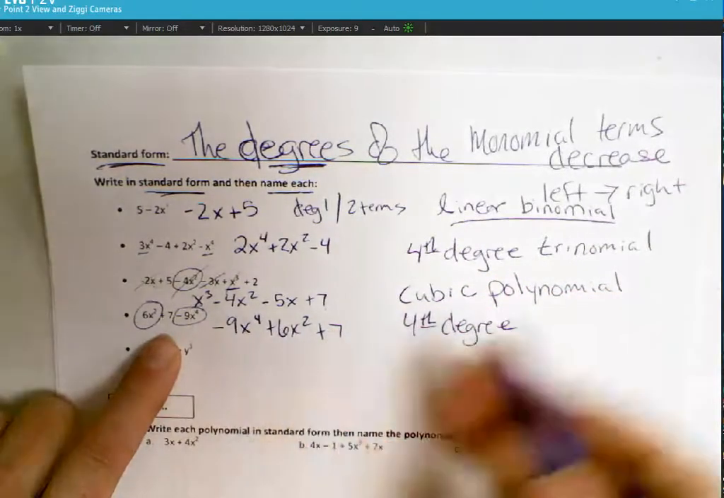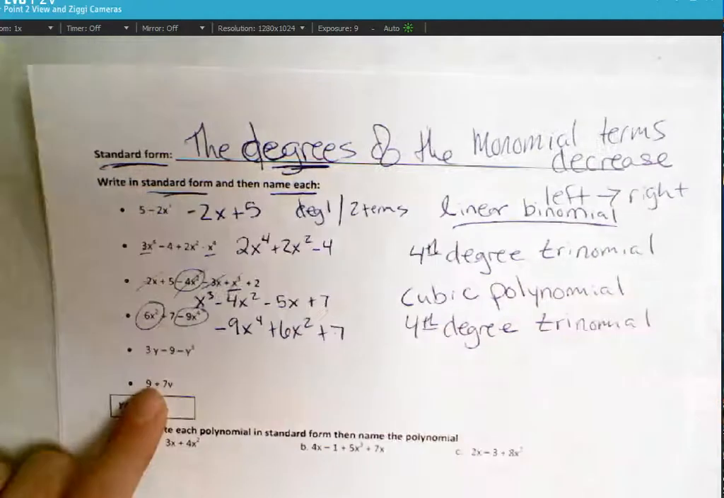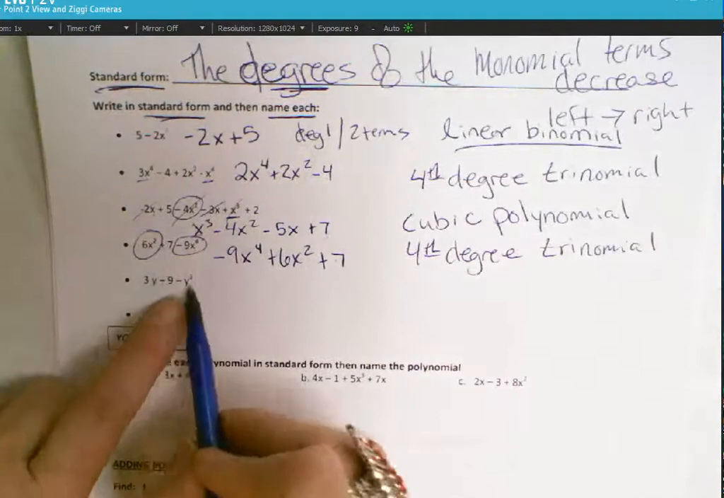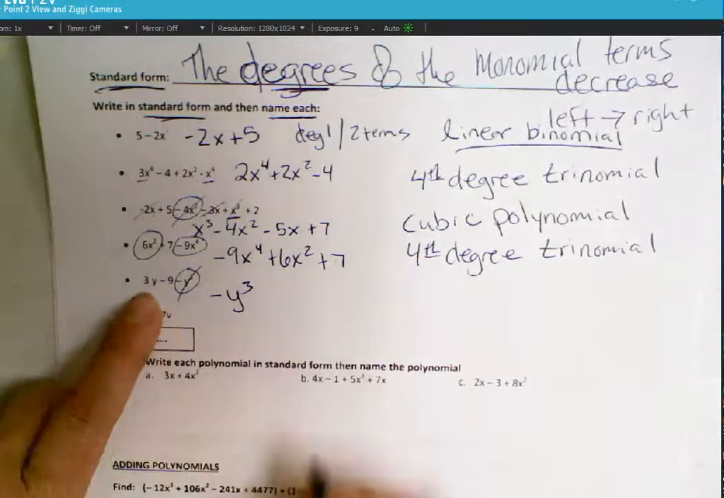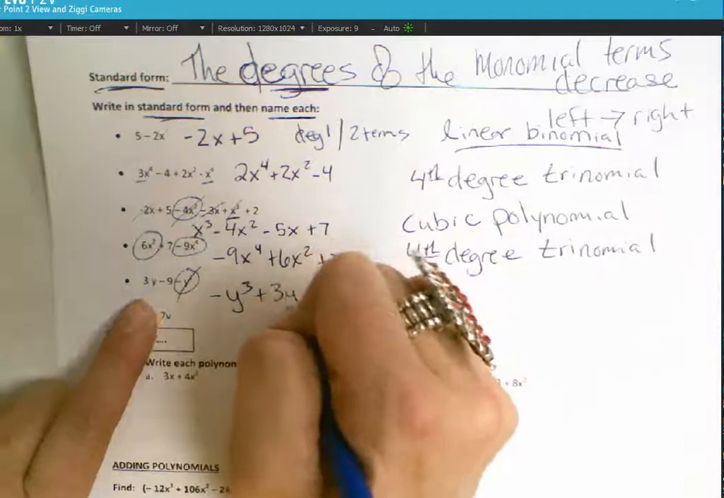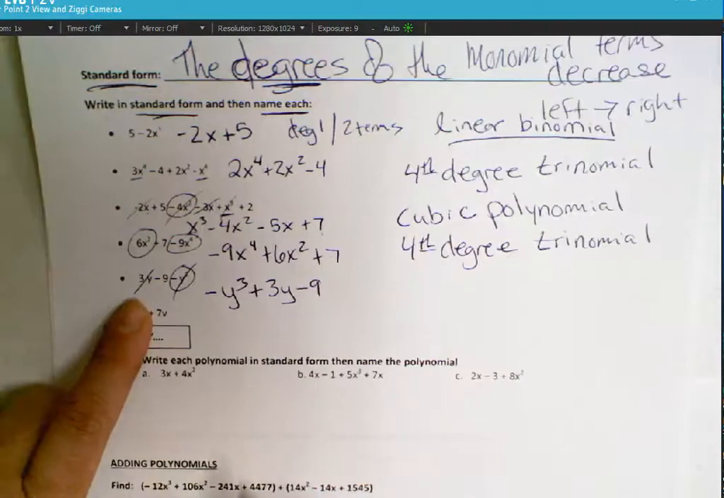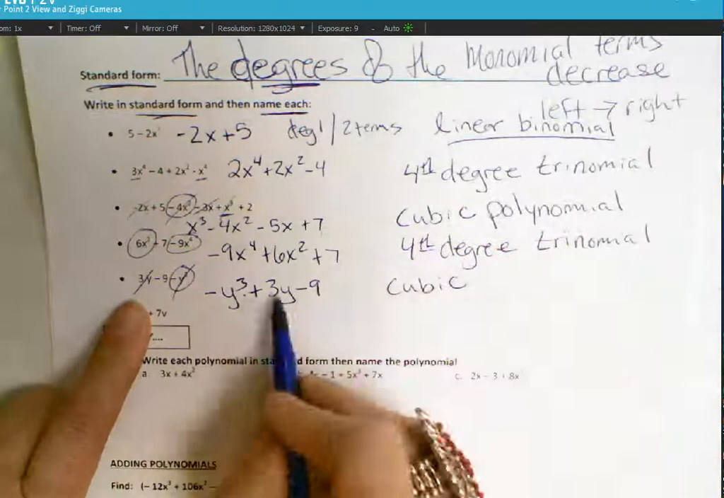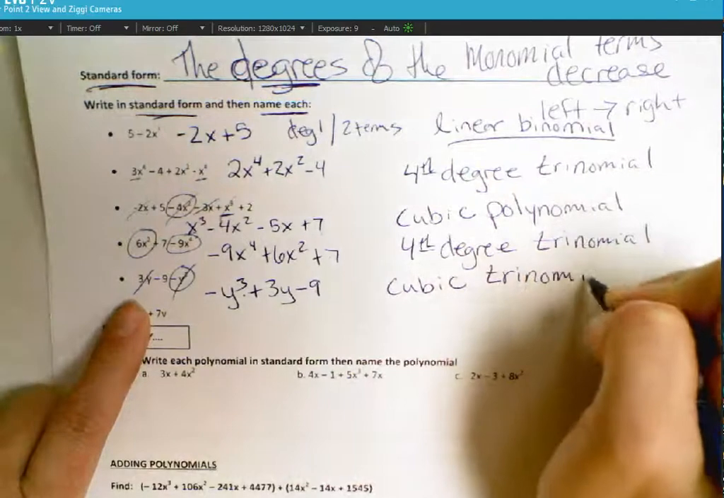1, 2, 3 terms, so it's a trinomial. Alright, next one. We got y to the 1, y to the 3, so that one's bigger. So I'm going to do negative y to the 3, handle that. Then I have plus 3y minus 9. So I needed to put it in standard form. The highest degree is 3, so it's a cubic. 1, 2, 3 terms, cubic trinomial.